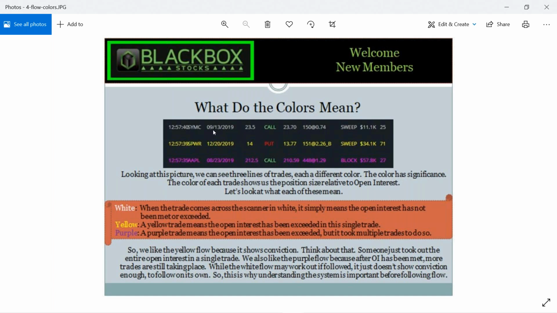So the white just means open interest hasn't been met, so we should take that off the screen, right? No. There is a filter to remove that from the screen. Do not use it. Now, before I go further, I am going to say there are multiple ways to use the data. There's multiple ways to trade using Blackbox. The way I'm telling you guys in the flow class on Thursdays and the way I'm talking about it today, it's not the only way to use the system. It's the easiest way to start using the system to consistently make profitable trades.